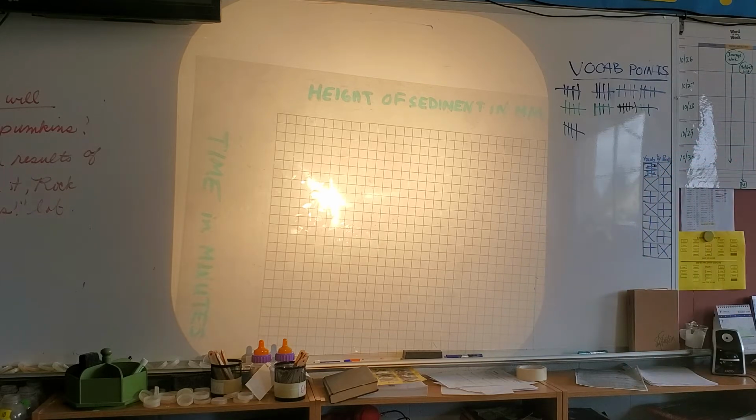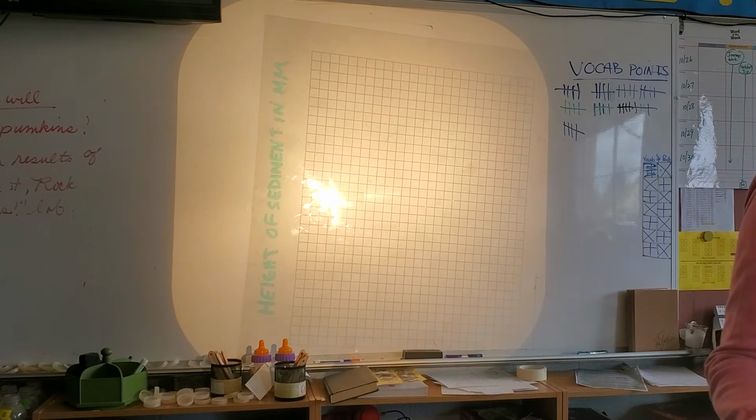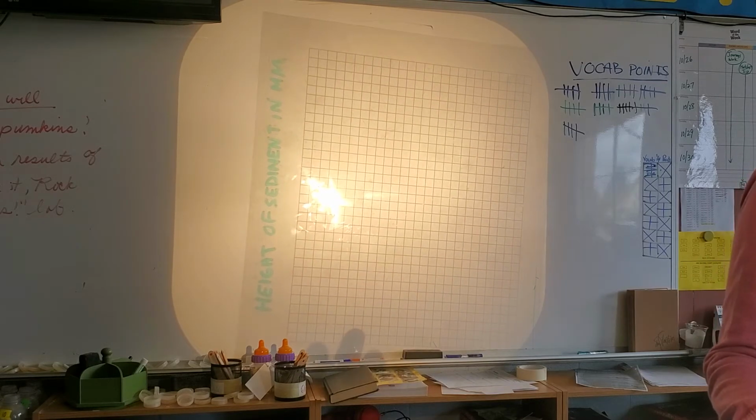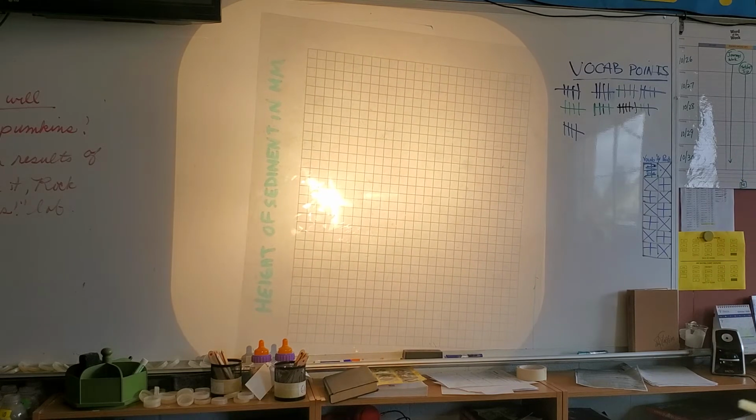MM is the abbreviation for millimeters. Can you actually write millimeters? You could write it out, sure. But someone might not know what that means. Scientists would definitely know what it means.